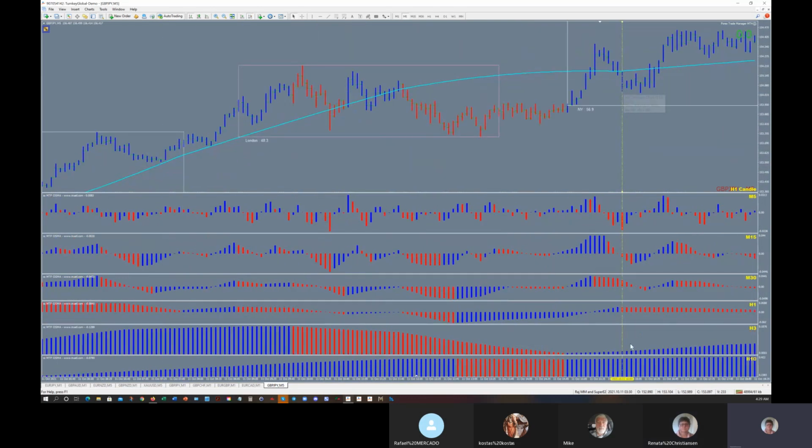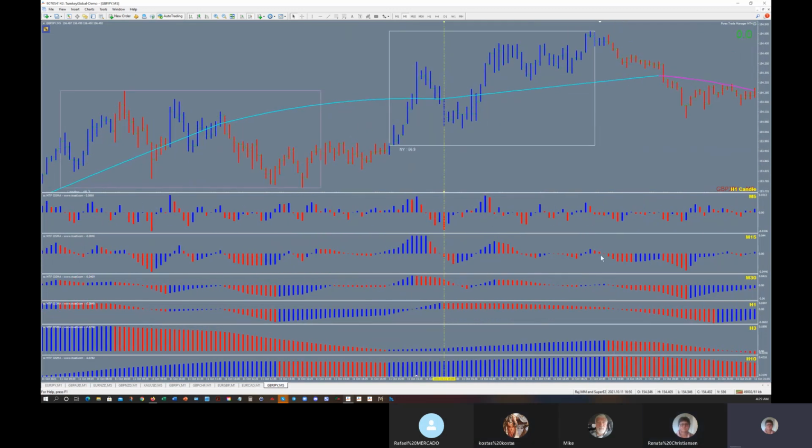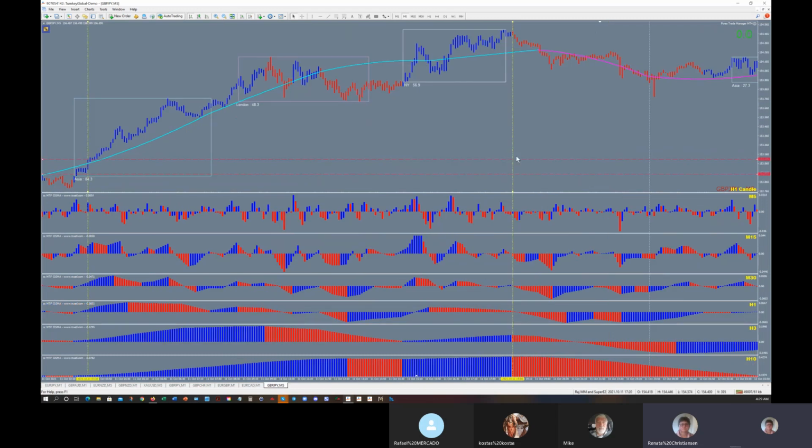Let's see what it does over here. They're still in sync, right? These two. The 3 and the 10 stay in. And they start to get out of sync somewhere in here. So you would look at H4 for exit as well? Well, sure. On the H4, it's already turning red.